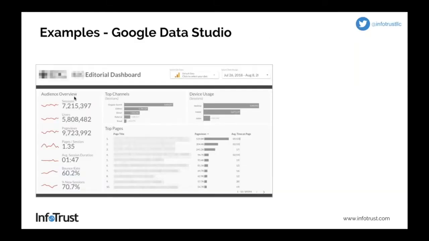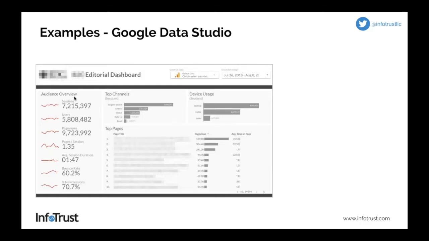Now, this would be an example dashboard through Google Data Studio for one of the publishers that we work with. This is a roll-up property that's attached here. On the left-hand side, you can see the audience overview information, so total number of sessions, users, page views, etc. On the middle top, we have top channels and device usage. So this is just giving us a high-level overview.